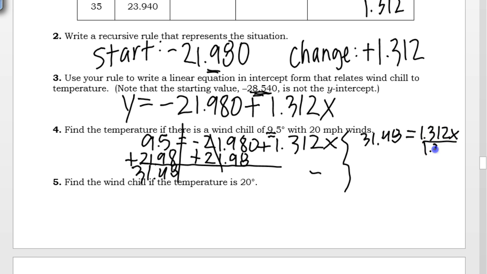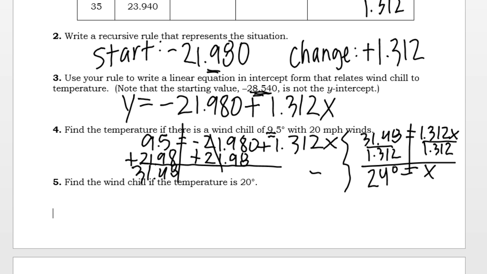And then I can divide, and that is 24 degrees. So when there's 24 degrees outside, the wind chill, or the feels like temperature, would be 9.5 degrees.